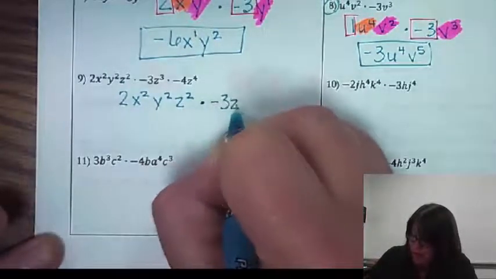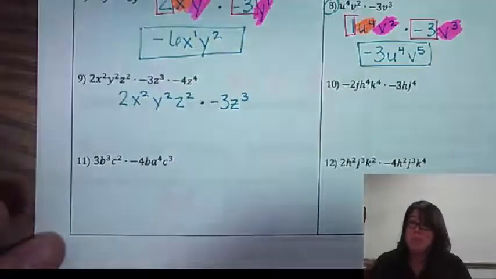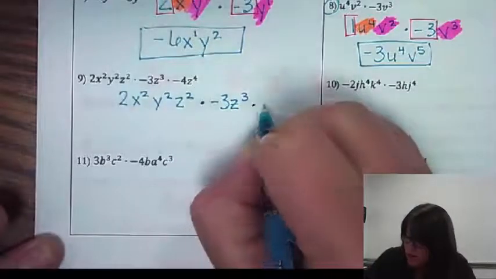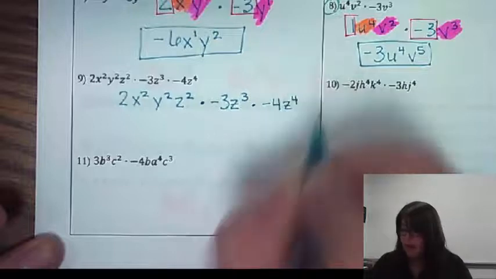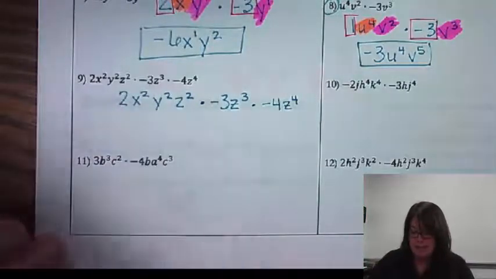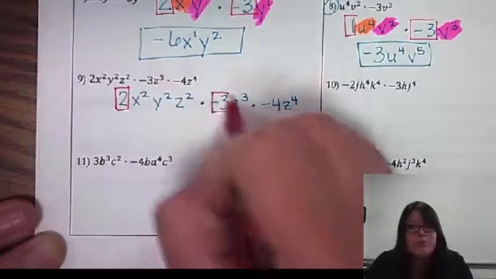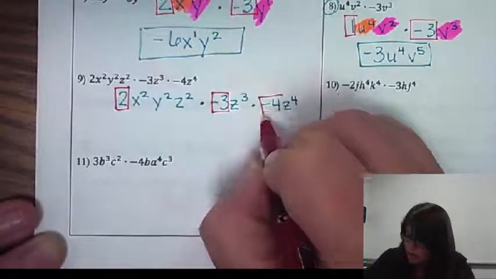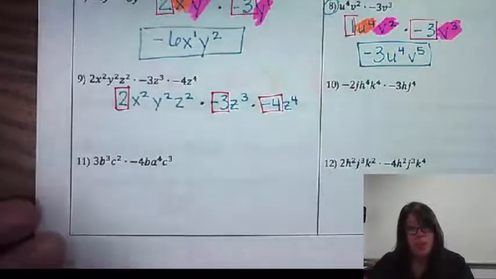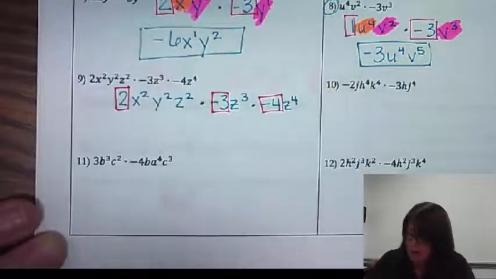Coefficient, base, exponent. All good. Moving on to the next part. Coefficient, base, exponent. Awesome. So nothing was missing there. I'm going to box my exponents, box my coefficients, and highlight my bases with their exponent. Different color for every base.